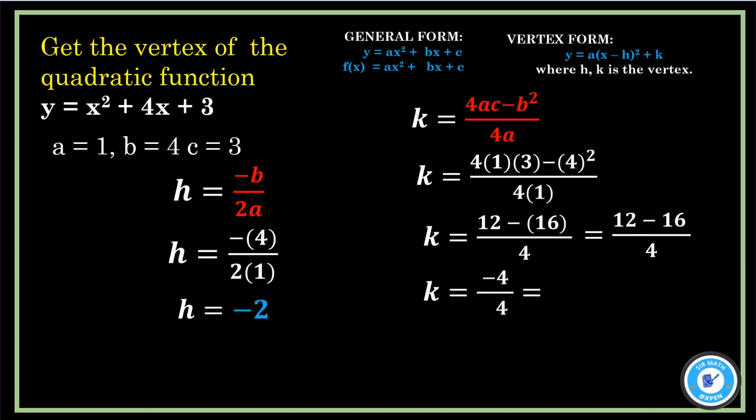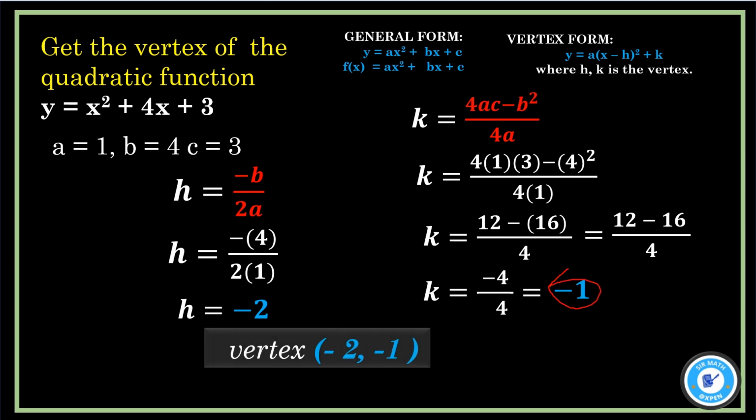Then write your final answer for your k. And therefore, your k is equals to negative 1. In this case, our vertex now is equivalent to negative 2 and negative 1. This is our vertex form.